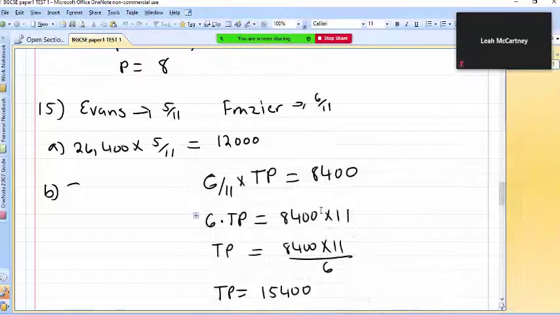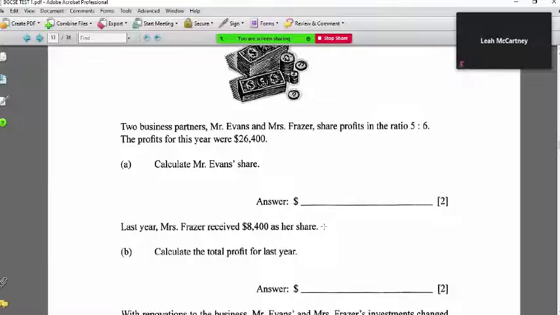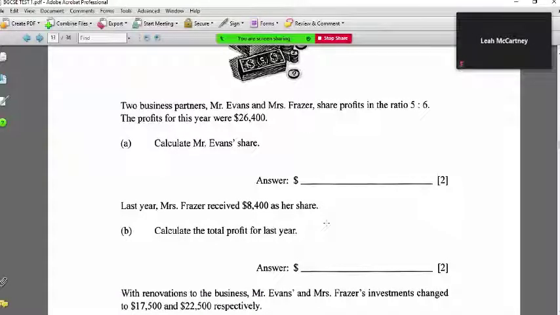So in this case, Evans would be 26,400 times 5 over 11. And when you multiply that, you get 12,000. Okay. Last year, Mrs. Fraser received 8,400 as her share. Calculate the total profits of last year.